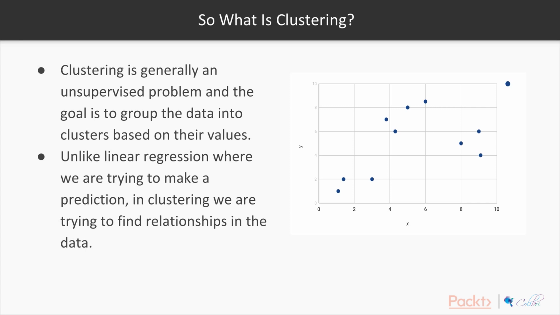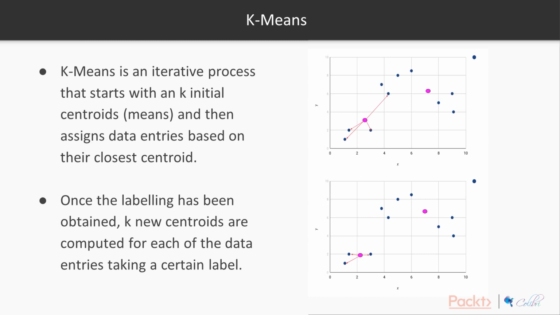Unlike linear regression where we're trying to predict something, in clustering we're just trying to find relationships in the data. We're trying to let the data speak for itself and see what the data comes up with. So k-means is probably one of the most famous clustering algorithms out there. It's an iterative process. It's very simple. I'm going to keep this video very non-mathematical because it's easier to get your head around if you don't really think about the maths.